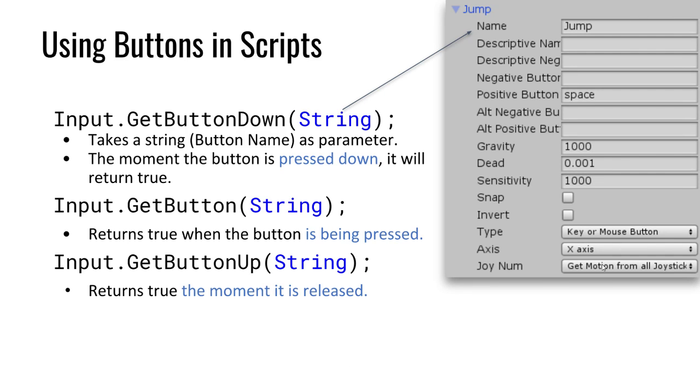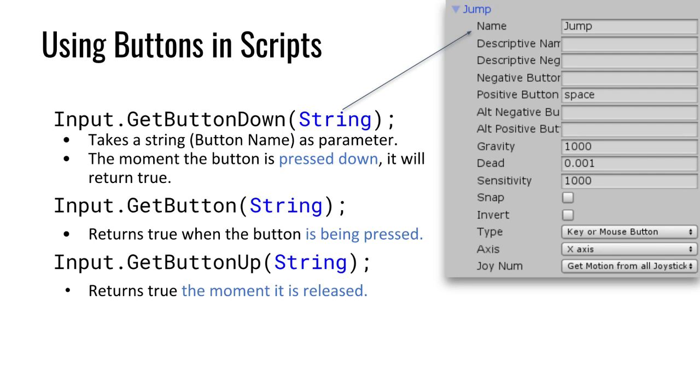So how do we use these in scripts? And the answer is with Input.GetButton, or GetButtonDown, or GetButtonUp. And then you pass it a string, which is just a word. And that string corresponds with the button's name. So, for example, we have jump. If you wanted to access that, you would, in your code, do Input.GetButtonDown("Jump"). And then that would send a true. And these are meant to go with if statements.